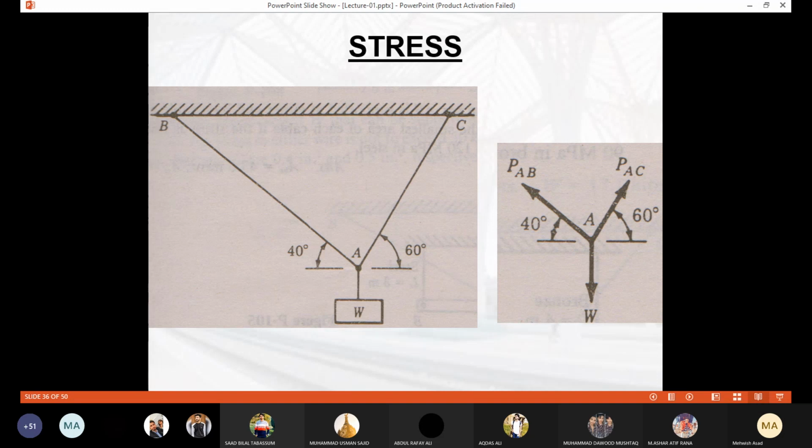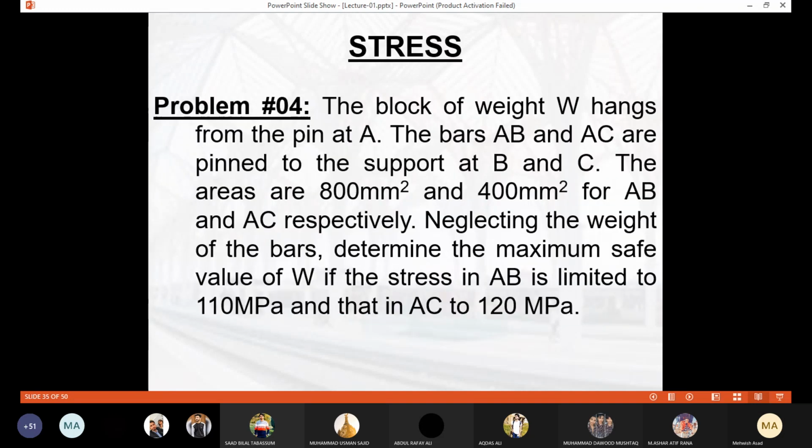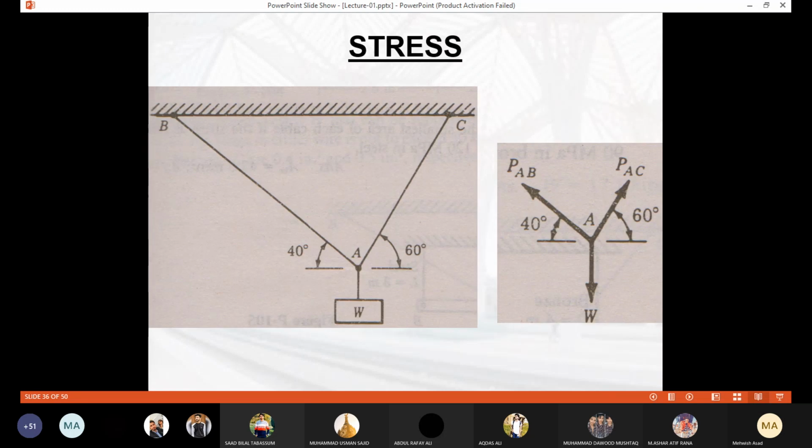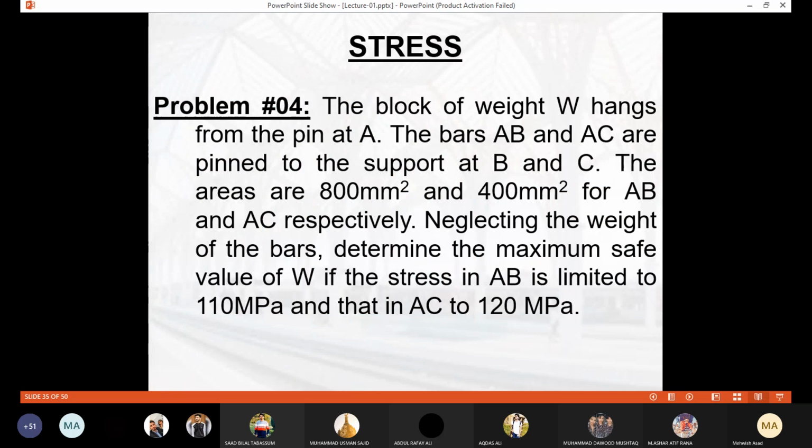दोनों AB और AC members के लिए जो angle of inclination है, that is given. So the areas are 800 mm square and 400 mm square for AB and AC respectively. AB और AC segment के लिए जो cross sectional areas हैं, they are also mentioned. So neglecting the weight of the bars, determine the maximum safe value of W if the stress in AB is limited to 110 megapascal and that in AC to 120 megapascal.